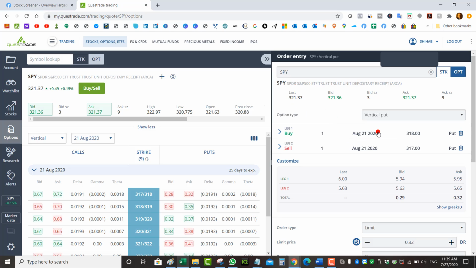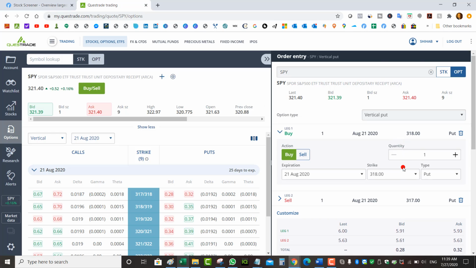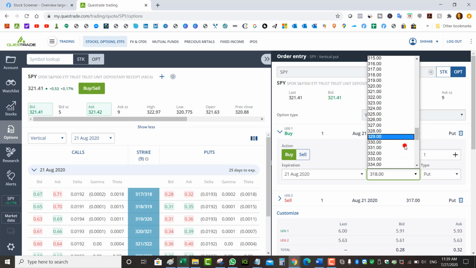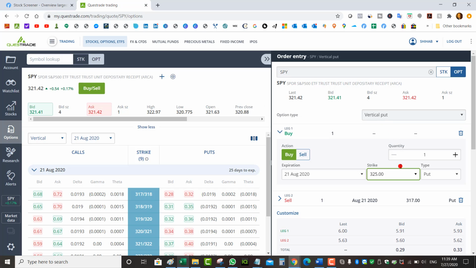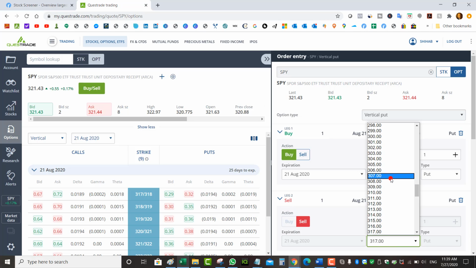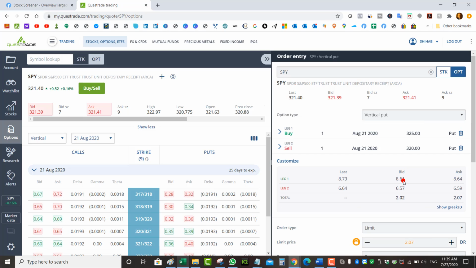So same concept. If you're doing a debit spread, the strike that you're buying has to be, in the case of a put, higher because you want to pay more. And the strike that you're selling is lower because you're collecting less. So if I choose a strike of, let's say, 325 and we sell a 320 strike, you can see that I'm paying $8 to buy the put option and I'm selling the 320 strike for $6. So the net combination makes me pay only $2. So I'm using the put option that I'm selling to help finance the put option that I'm buying.